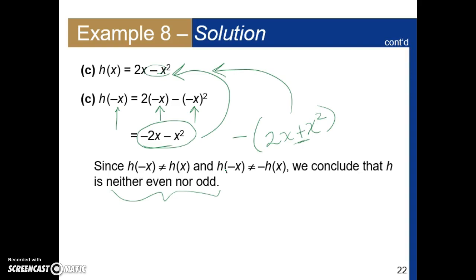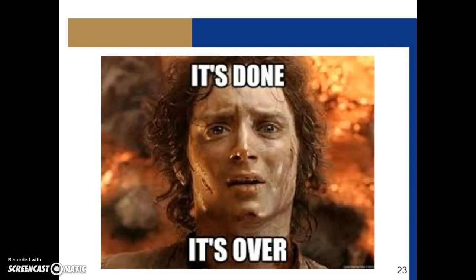So analytically, that's how we would determine if we had even or odd functions. We're used to doing it graphically, but we can also do it analytically.